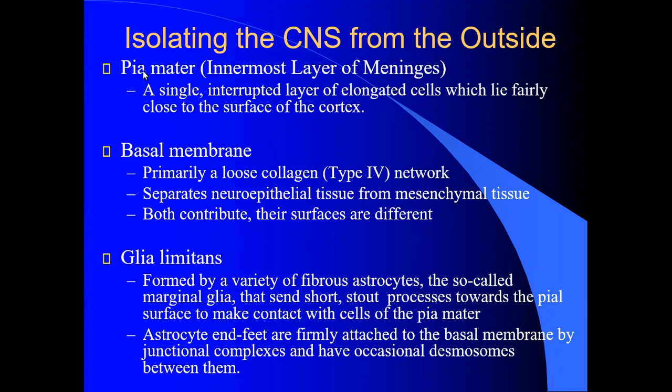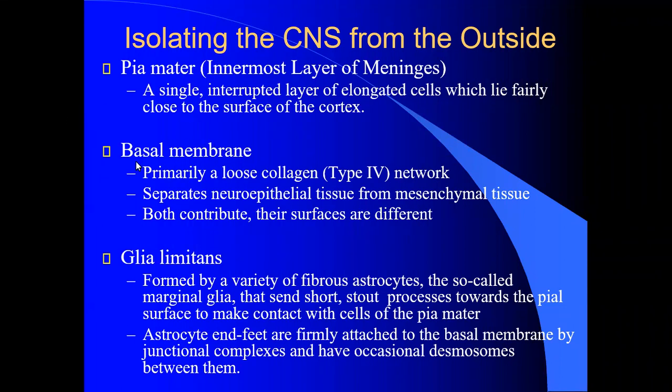The pia mater is the innermost layer of meninges. Therefore, it is mesenchymal, right? This is not the pia mater, those cells. They are a single interrupted layer of elongated cells, and they lie flat and close to the surface of the cortex. But they are mesenchymal, and they're going to have to be separated from the neuroepithelium.